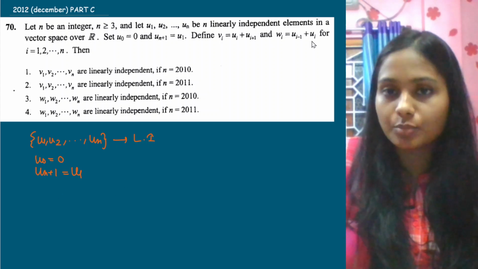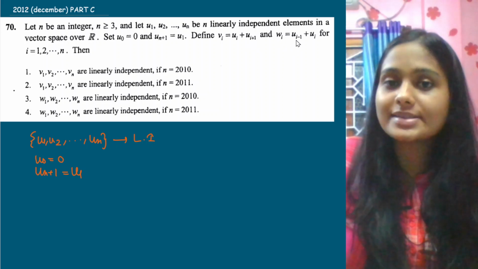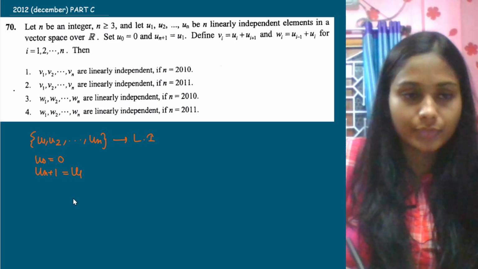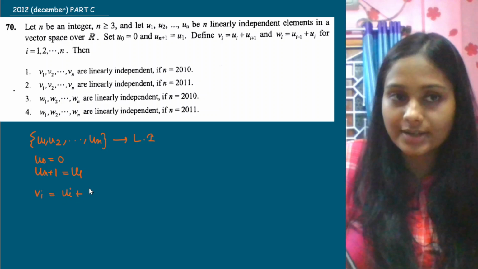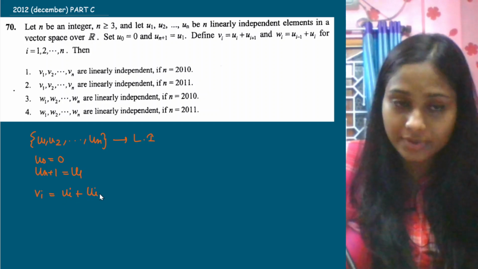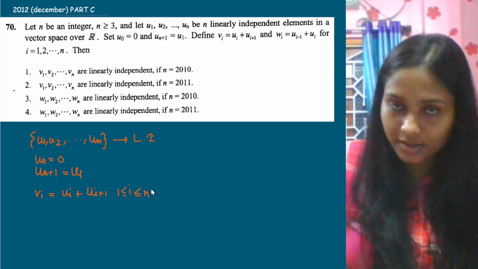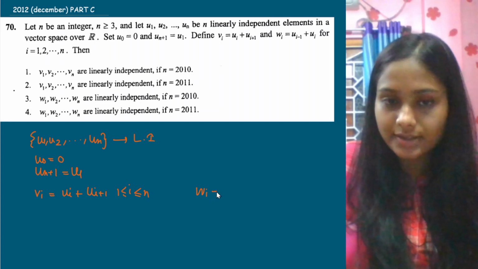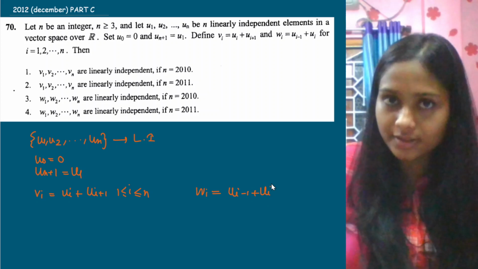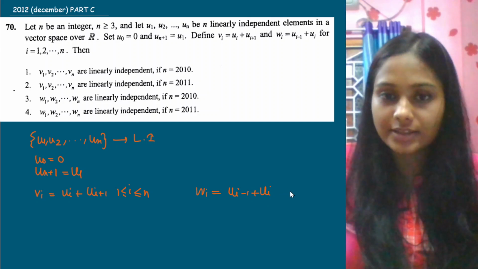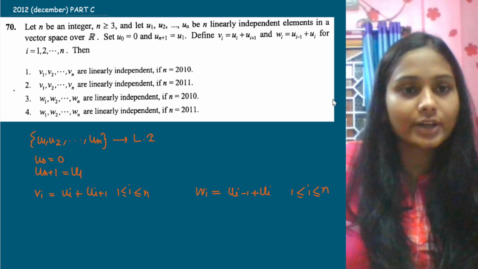Define vi and wi as vi is ui plus ui plus 1 and wi is ui minus 1 plus ui. So here vi is defined as ui plus ui plus 1, where i is running from 1 to n, and wi is defined as ui minus 1 plus ui, and here also i is running from 1 to n. So let us solve this question.